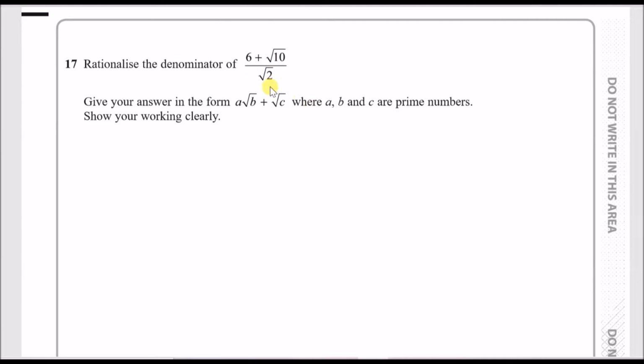Now to rationalize this easily, you always times up and down by what the bottom is. In this case, we times up and down by root 2 over root 2. Now what happens when we do this? Well, on the top half, you have root 2 times both of these terms. 6 times root 2 is 6 root 2. And then root 10 times root 2 is just root 20. Alright, so far so good.